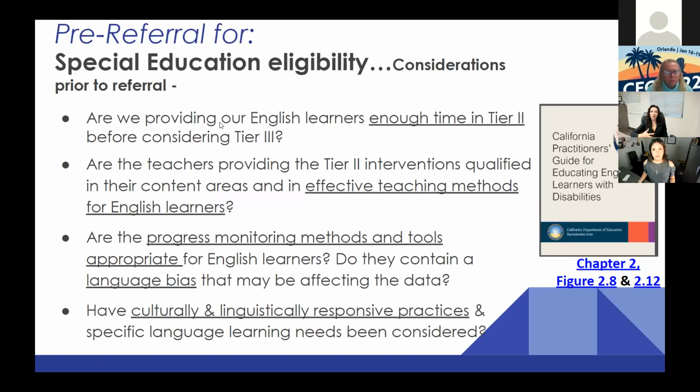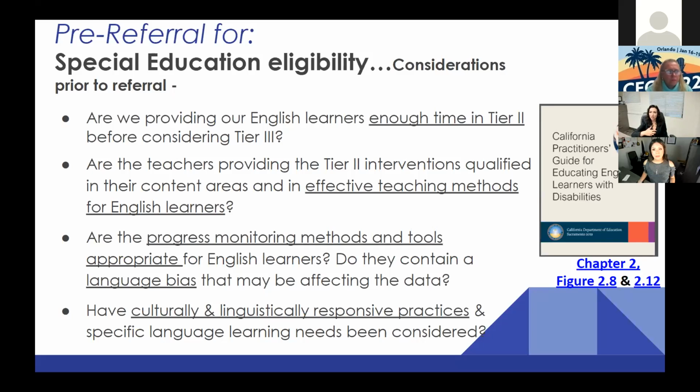What are some of those considerations? And those considerations are so important as we want to ensure that we're providing our English learners with enough time, interventions, and supports prior to the perception or the referral for special education. So these are some questions that your teams may consider. Are we providing English learners enough time in tier 2 before considering tier 3? That may also involve your team's considerations for what are the differences between tier 2 and tier 3? What interventions exist within your tiers of support at your respective school site?